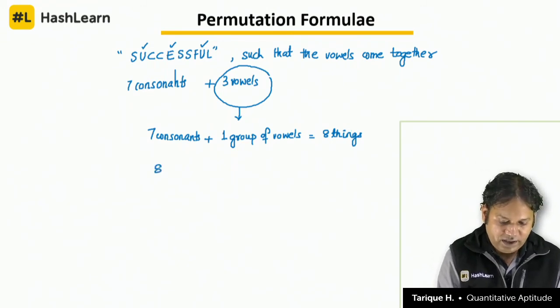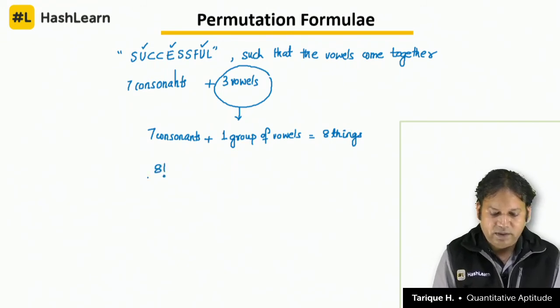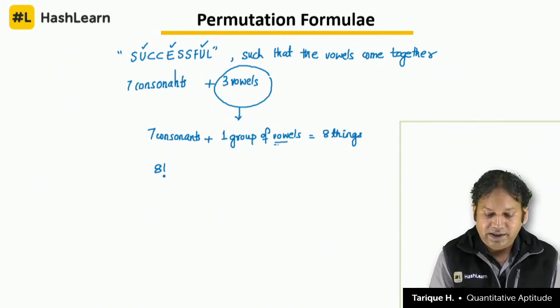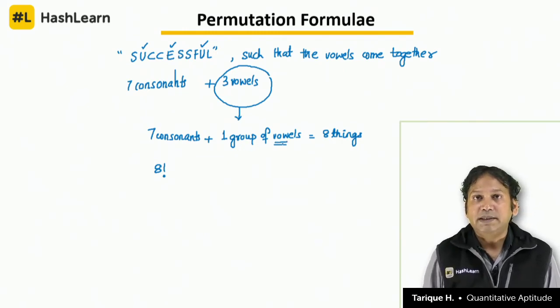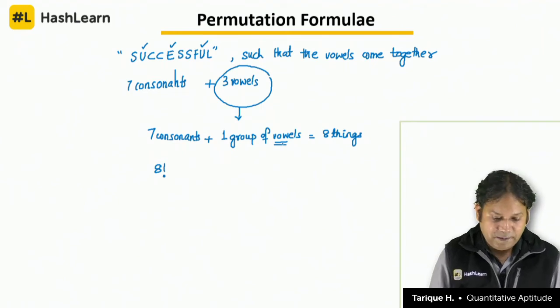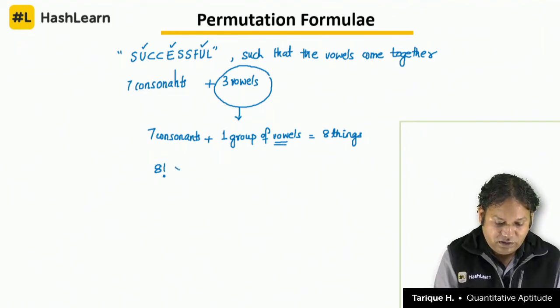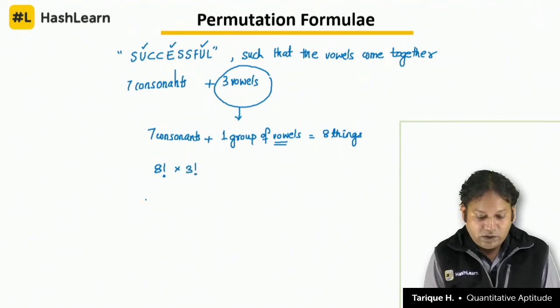So, how many ways can we arrange them? 8 factorial. However, this one group of vowels contains 3 vowels. Suppose there are 3 persons on a bench. Now, they can be on the same bench, but their positions can be changed. So, the 3 vowels can be arranged among themselves in 3 factorial ways. Now, this is our numerator.